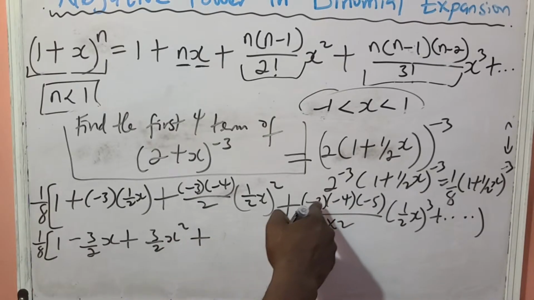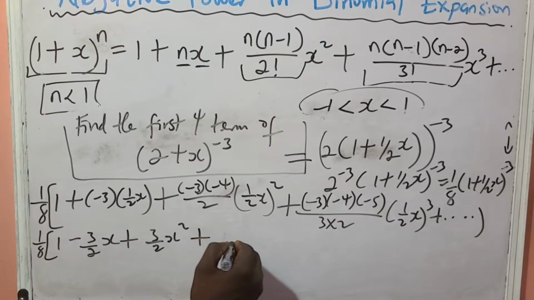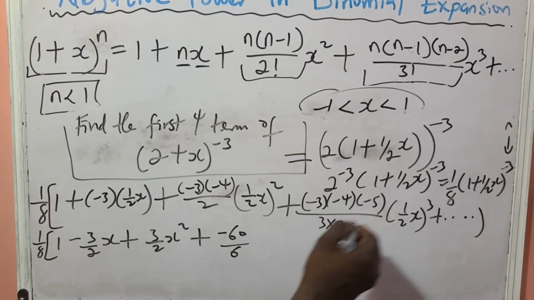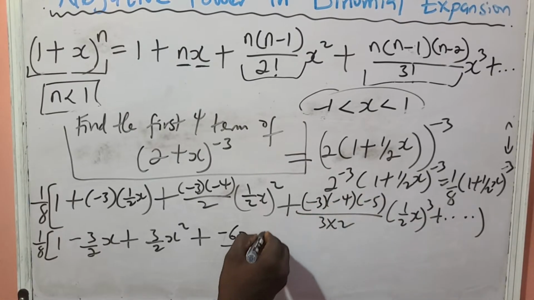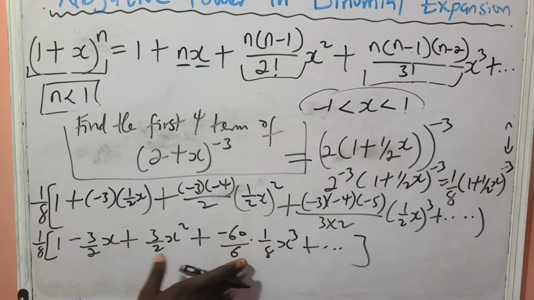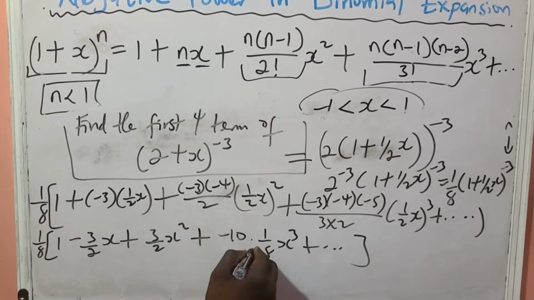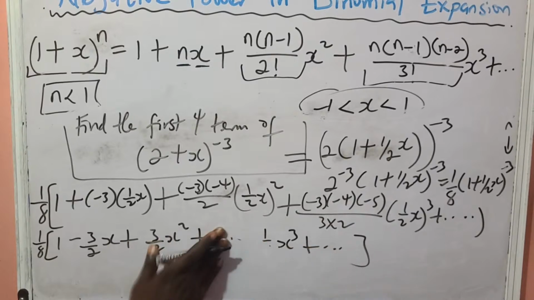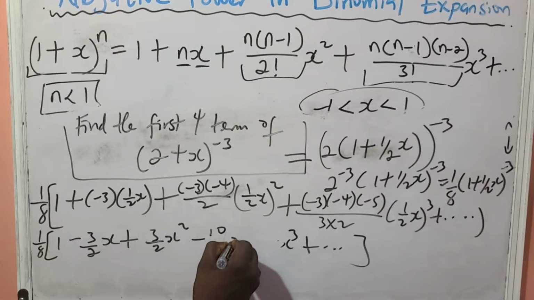So this will be minus 3 times minus 4. That will be 12. 12 times minus 5. That will be minus 60. Minus 60 over 6. Then we have 1 over 2 cubed will be 1 over 8. That will be times 1 over 8x cubed. Plus on and on and on. So this will be minus 10, obviously. Minus 10. So that will be minus 10 over 8. So I can write this as minus 10 over 8x cubed.